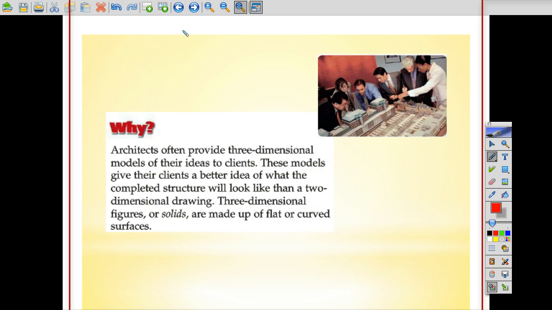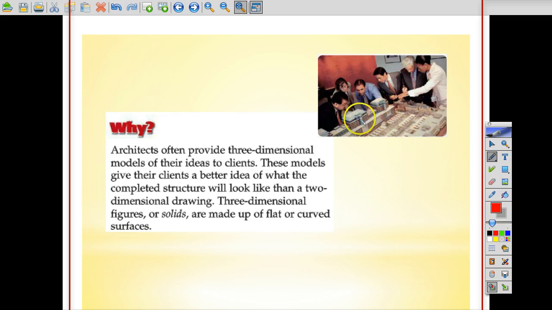Okay, so why do we learn this? Architects often provide three-dimensional models of their ideas to clients. These models give their clients a better idea of what the completed structure will look like than a two-dimensional drawing. Three-dimensional figures or solids are made up of flat or curved surfaces. So here you have architects looking at a model of what they're about to build.